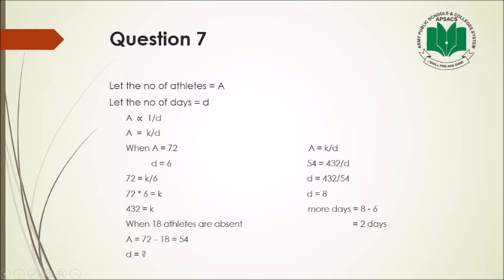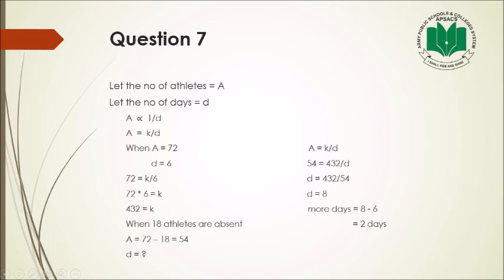D. A is inversely proportional to D. A is equal to K over D. Now put the value of A is equal to 72 and D is equal to 6 in the above equation. 72 is equal to K over 6. K will be equal to 72 multiplied by 6 and K will be equal to 432.